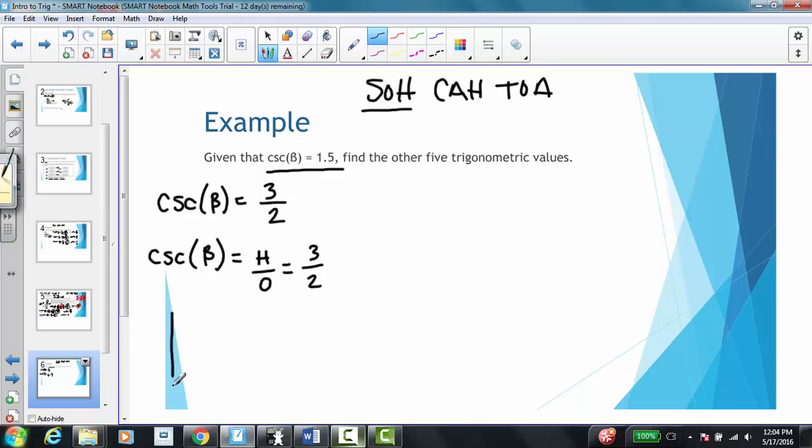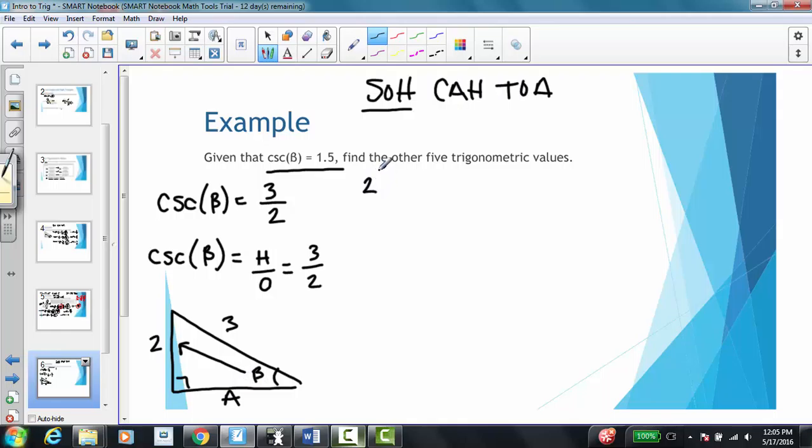So now I can draw my right triangle, choosing this angle to be angle beta. Here's my right angle. Across from my right angle is my hypotenuse, which we said was 3. The side opposite of beta is 2. So the side adjacent to angle beta is what I don't know. Again, we can use the Pythagorean theorem in order to find the side adjacent to angle beta.